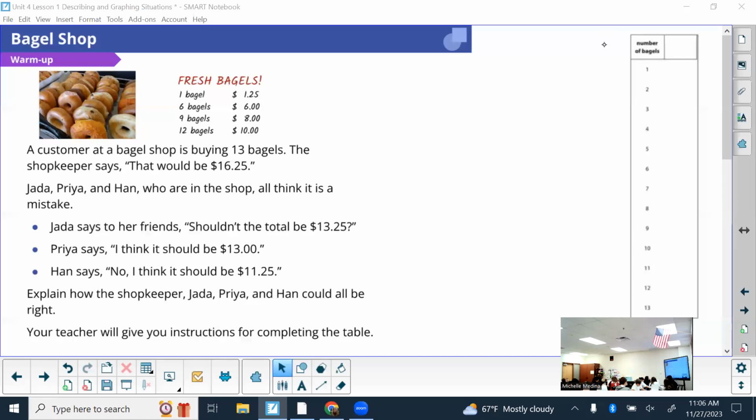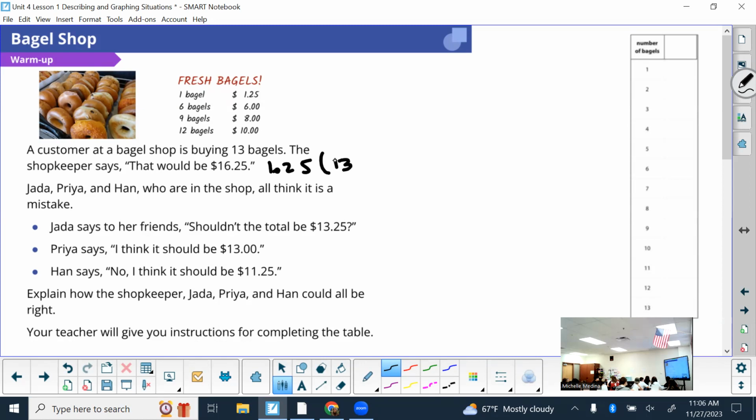You can tell me how the shopkeeper is correct. He offered one bagel price. What is the price per bagel? $1.25. Okay, good. So $1.25 times how many bagels, Seth? Is that equal to 16.25? Yeah, so that's where the shopkeeper got that price, that's how he could be right.